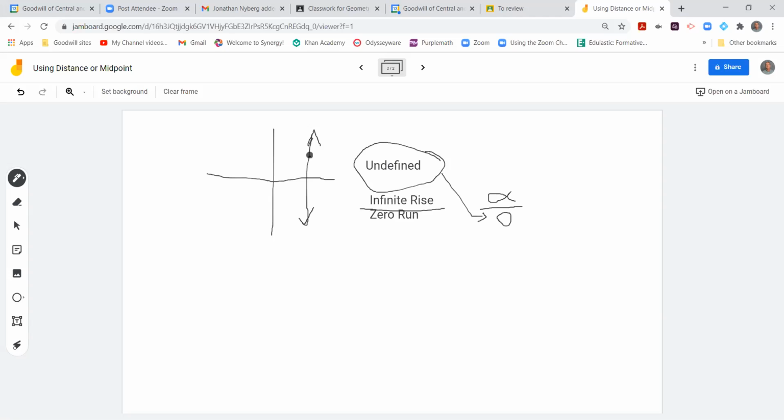And if you picked 2 points on this line and you figured out the run, well, the run is going to be zero because they're at the same point on the x-axis. Remember, this is your x-axis. This is the y-axis. If both of these are at 3, you got 3 minus 3 on x.